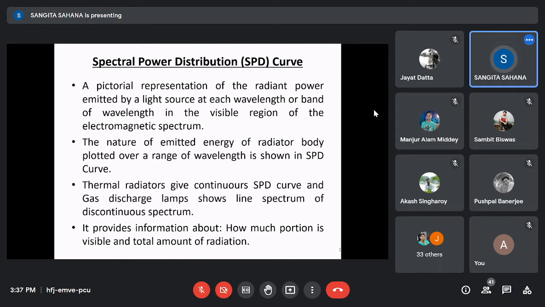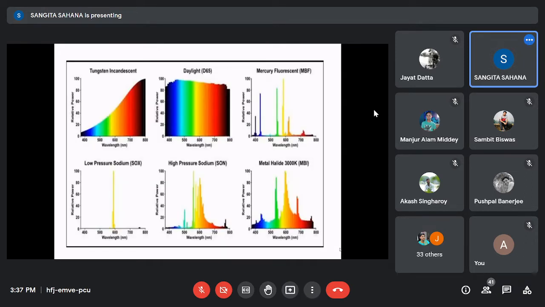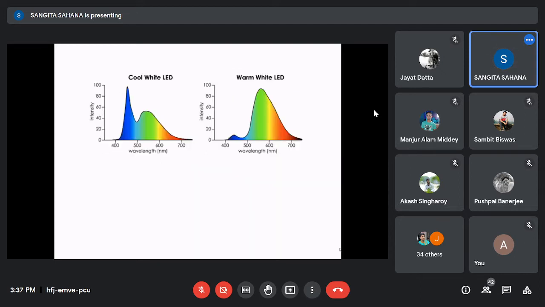So if you remember what an SPD curve is, if we plot the radiation from any light source over the radiant power and wavelength, then we can get a pictorial representation of the nature of that radiation or light. Is white light comprised of all the 7 colors or not? What is the total amount of radiation? Which color is more prominent? Which one is less present? Like this. So these are different types of SPD curves of different light sources that are used in commercial or residential applications, etc. This is for LED.